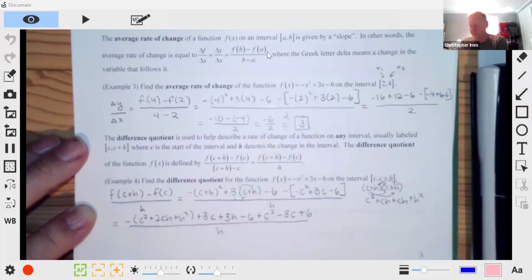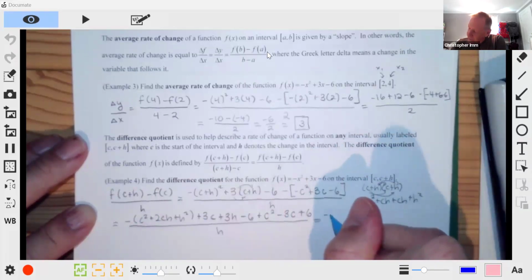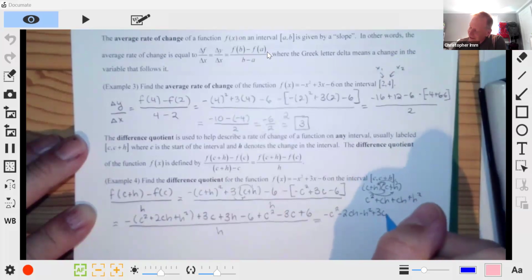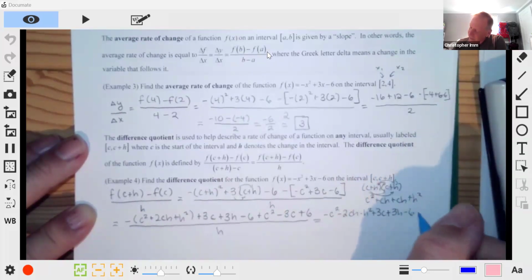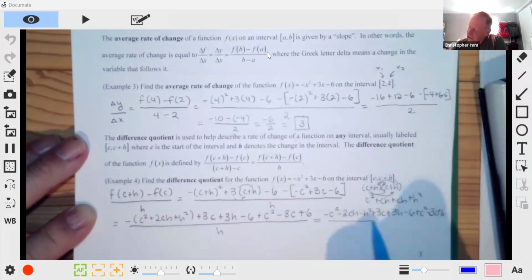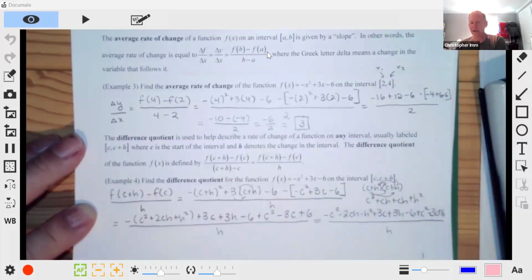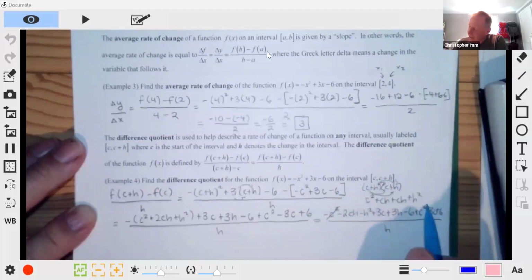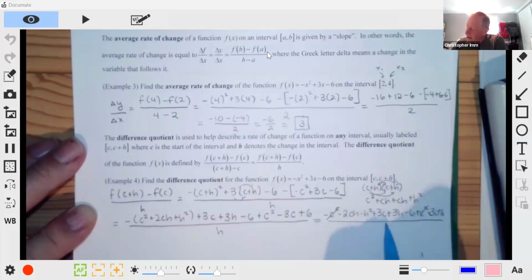The last thing I need to do before I start canceling things out is to put this negative through in the first term. So I'll have negative c squared minus 2ch minus h squared plus 3c plus 3h minus 6 plus c squared minus 3c plus 6, all over h. What will happen with these difference quotients is always sort of the same thing. A lot of things cancel out. So the c squareds should cancel out. They subtract out there. The 3c's subtract out. Lots of cancellation. The 6's cancel. And so we're really left with a pretty simple expression here.